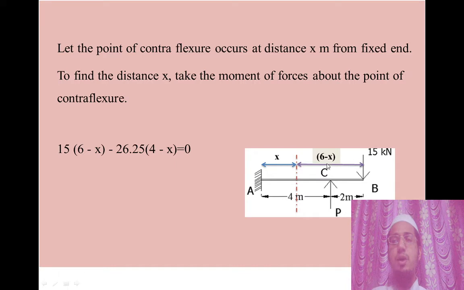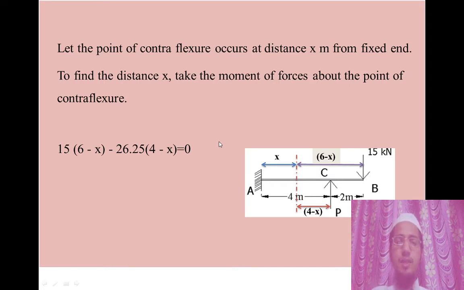How much will it become now? 15 into 6 minus x. Second force, upward, anti-clockwise, negative, P we have obtained as a reaction of prop as 26.25 into this distance. That is 4, total is 4 meter, and this x will be reduced, 4 minus x into 26.25. We'll equate it with 0, as at point of contraflexure moments are 0.